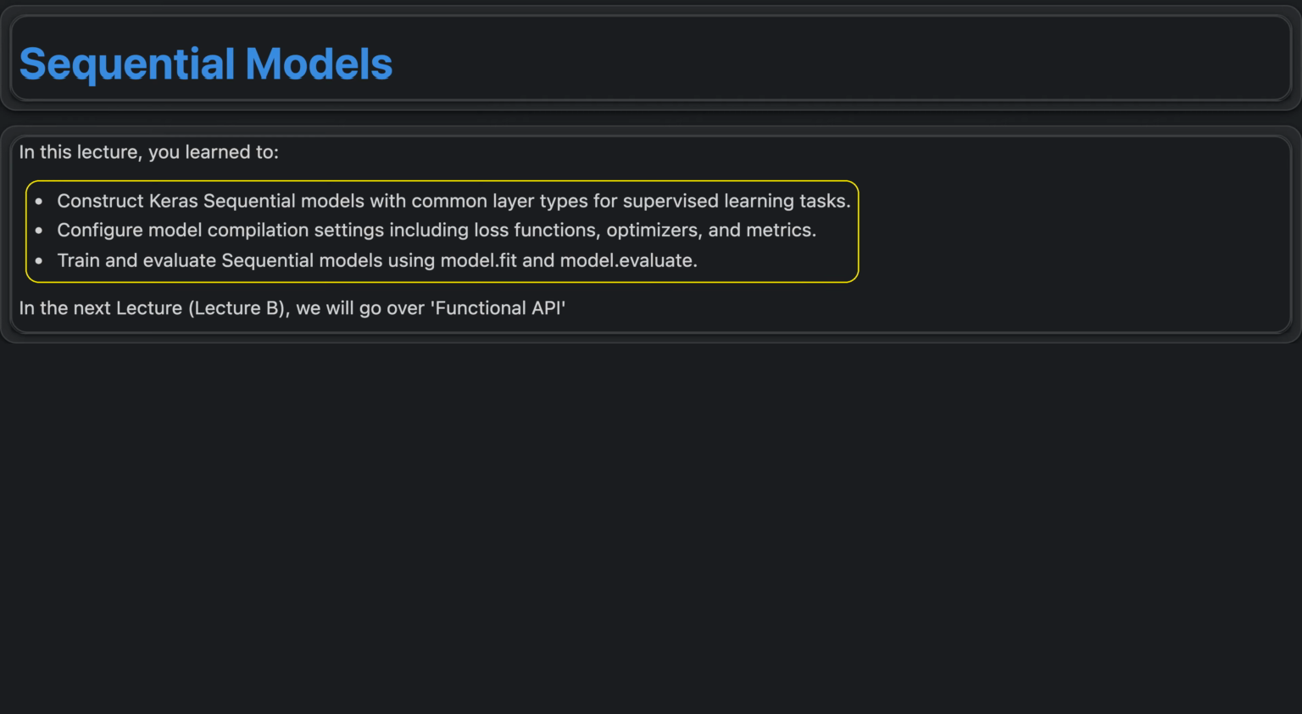In this lecture, you learned to construct Keras sequential models with common layer types for supervised learning tasks, configure model compilation settings including loss functions, optimizers, and metrics, and train and evaluate sequential models using model.fit and model.evaluate. In the next lecture, Lecture B, we will go over the functional API.